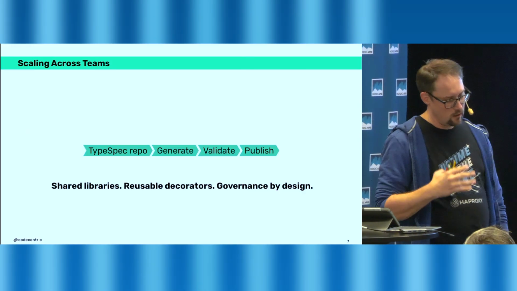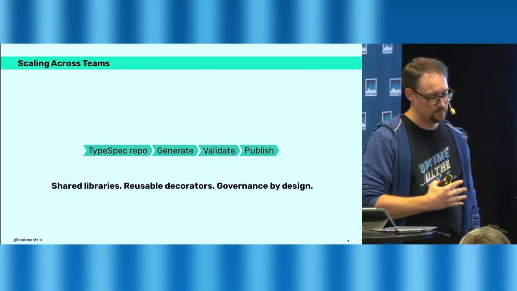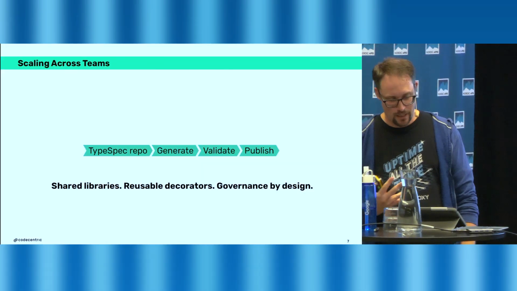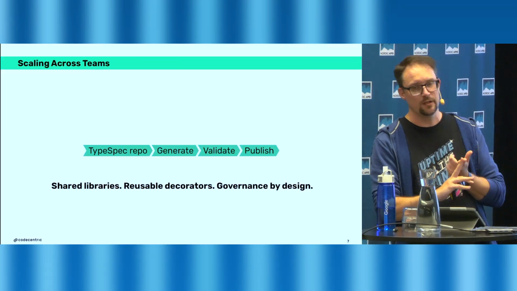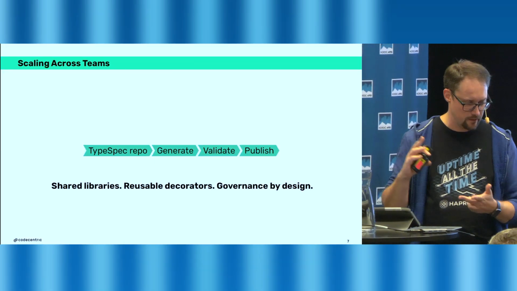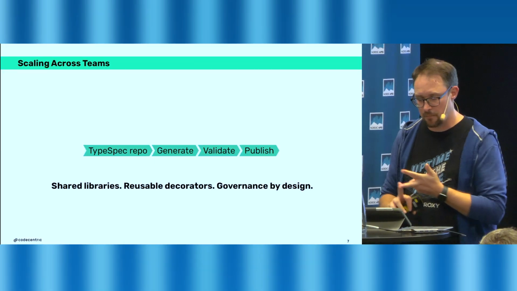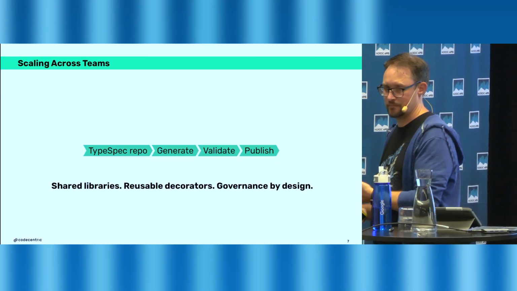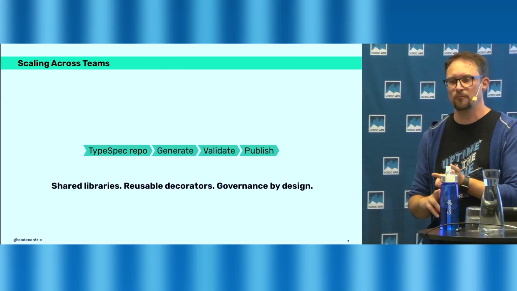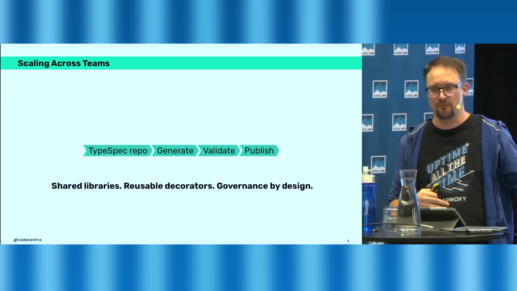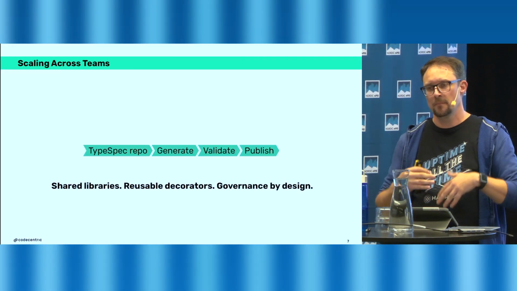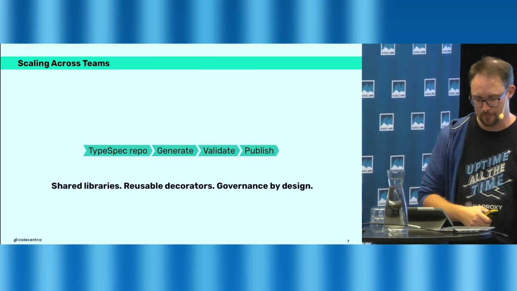When we go now into the scaling, it really gets more difficult, because we have to think about shared libraries, we have to think about reusable decorators, and we have to think about governance by design. So you want to have people use some kind of shared things and just import them, because they bring the governance into the game.